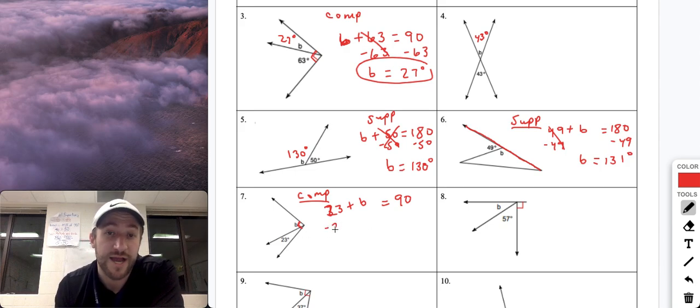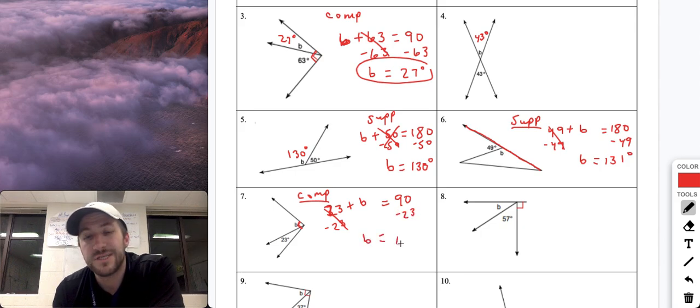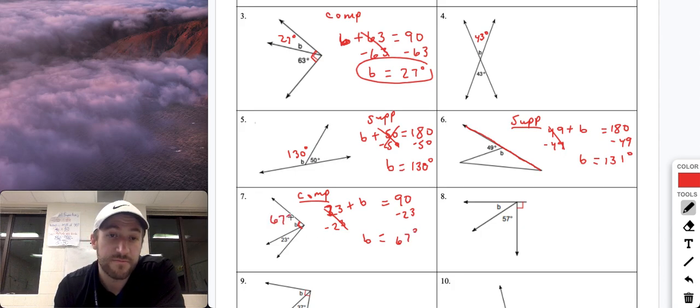So I'm going to go and subtract 23 from both sides. I'm left with b is equal to 67 degrees. And then just double check, I'll go and add them up. 67 plus 23, yep, that gives me 90.